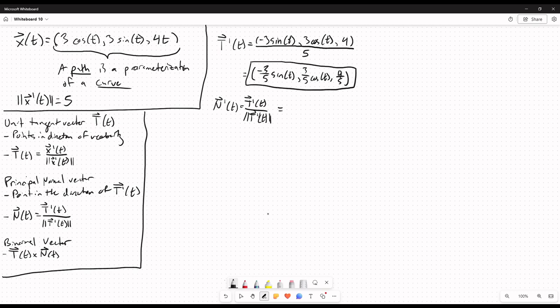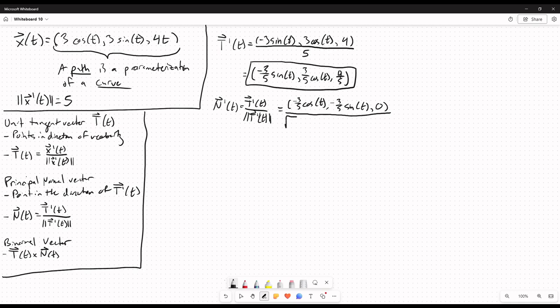So what's the derivative of this thing? Well, that's going to be negative 3/5 cosine of t, negative 3/5 sine of t, and then 4/5, the derivative of 4/5, that's a constant, so it's just going to be 0. And then we need to find the norm of this thing that we just had.